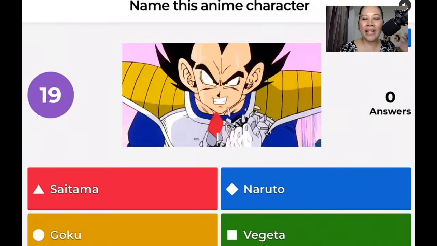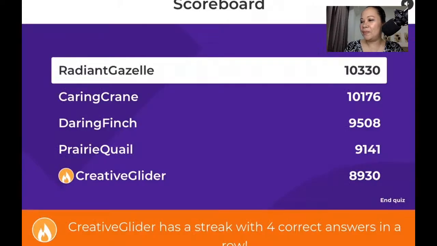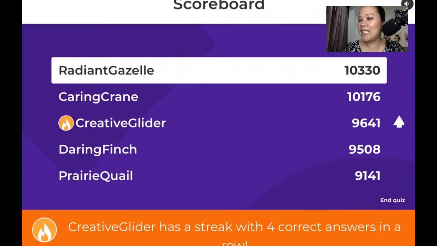Name this anime character, and no one could not answer this because this is one of those long-time favorite anime characters. Yes, that is Vegeta. Good evening, Teacher Britannia. That is right. Correct. And Radiant Gazelle is still on top. Come on. We can do better than this.